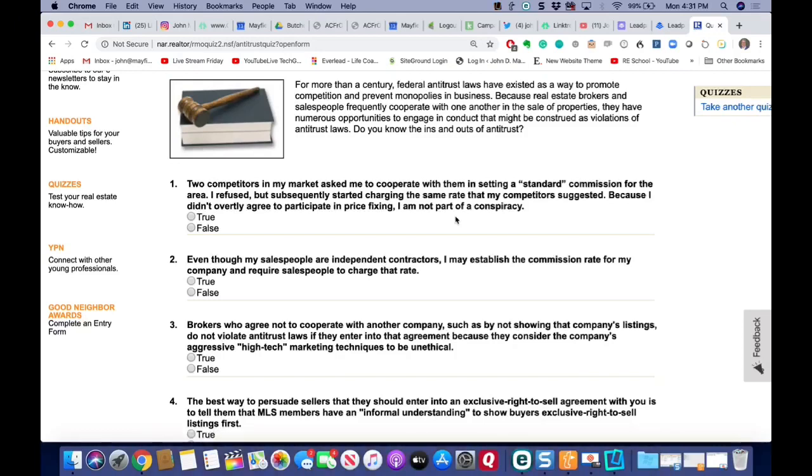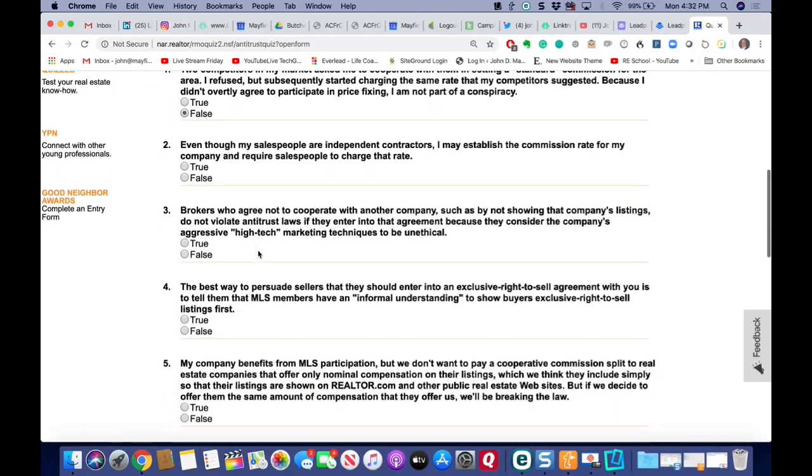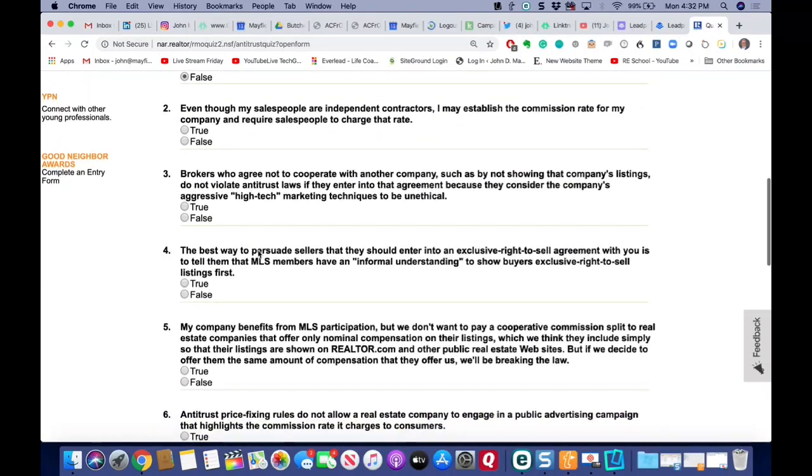I refused, but subsequently started charging the same rate that my competitors suggested. Because I didn't overtly agree to participate in price fixing, I'm not a party. I'm going to say false. I could be wrong. I don't like that question, but let's see.